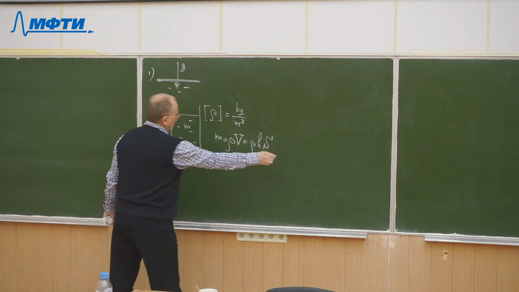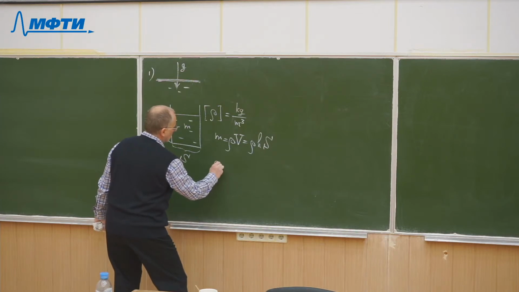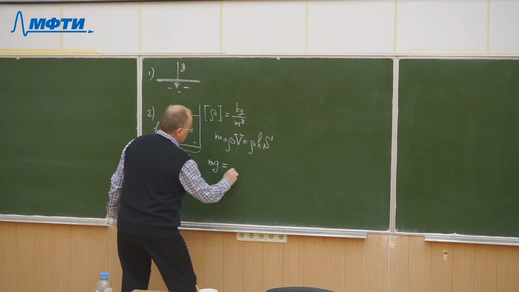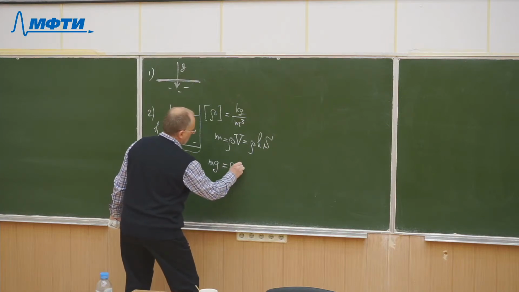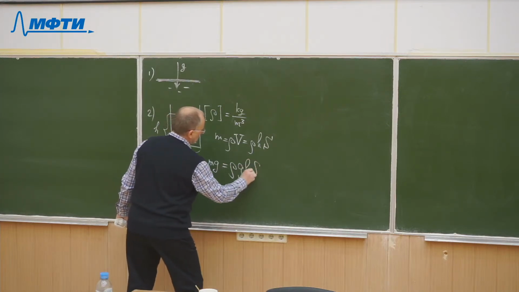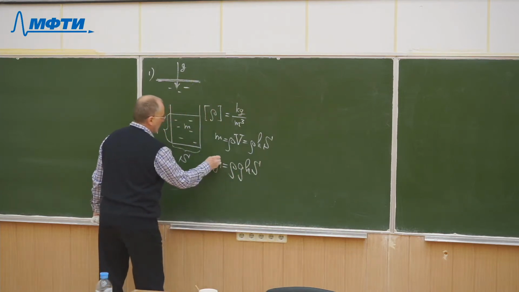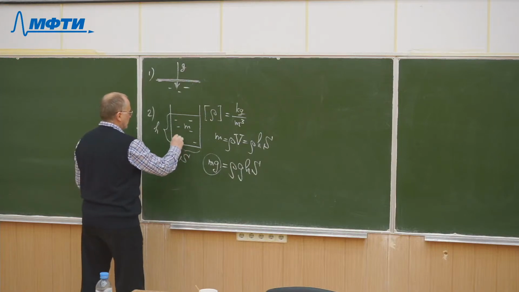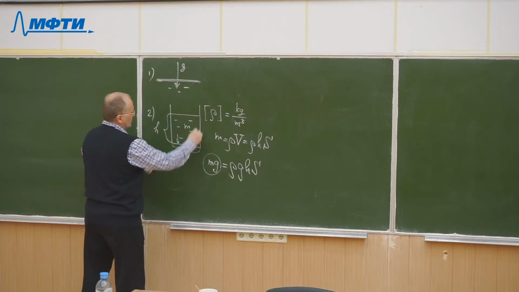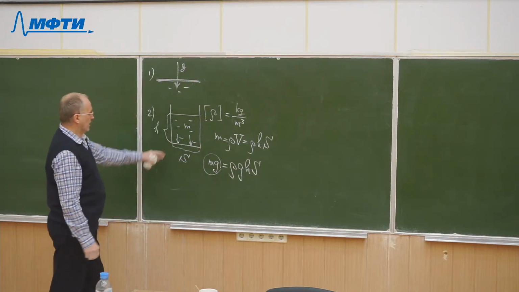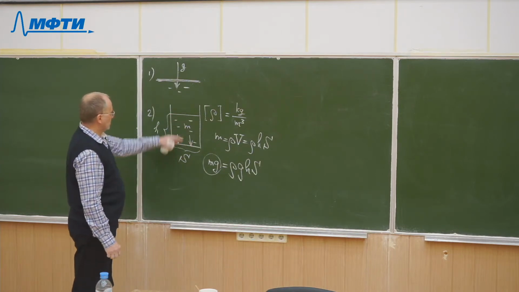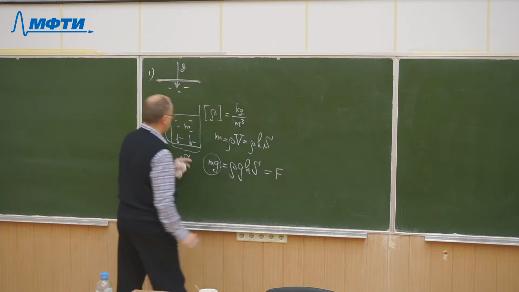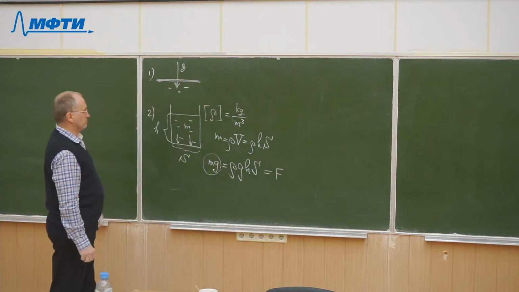And if we multiply this equation by g, the acceleration of free fall, then we obtain rho g h S. And this is the weight of the liquid. This is the force with which the liquid is acting on the bottom of this vessel. The force that is the weight of the liquid, mg.